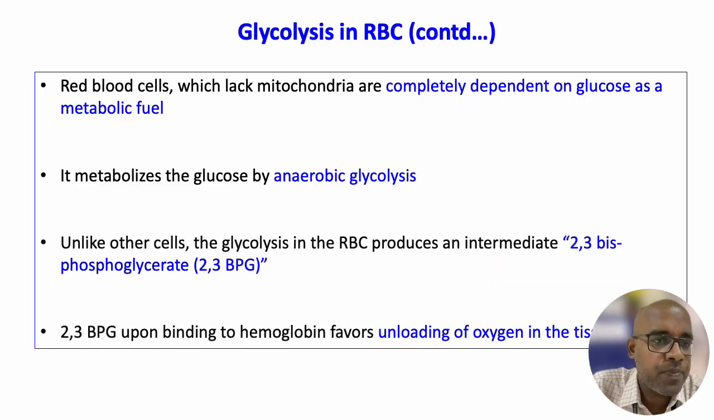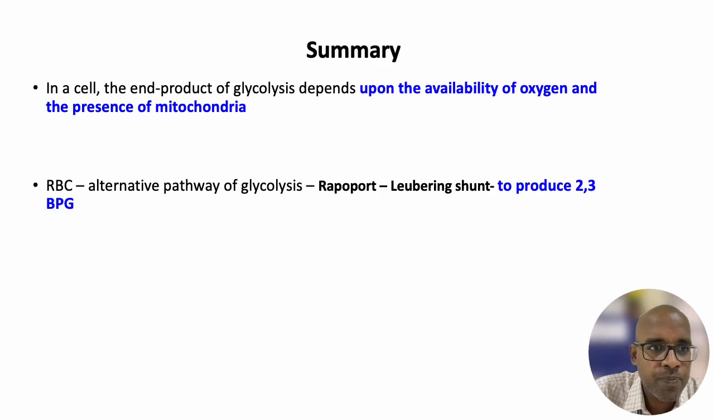To summarize, red blood cells lack mitochondria and they are completely dependent on glucose as metabolic fuel, and glycolysis in the RBC is mostly anaerobic and the product is usually lactate. Unlike other cells, glycolysis in the RBC produces an intermediate called 2,3-BPG, which upon binding to hemoglobin favors unloading of oxygen in the tissues. So that's it. I hope it was useful.